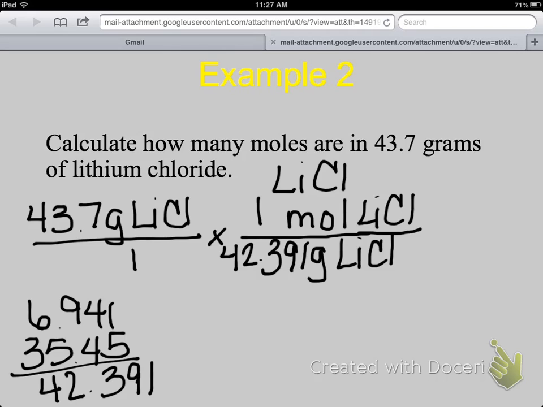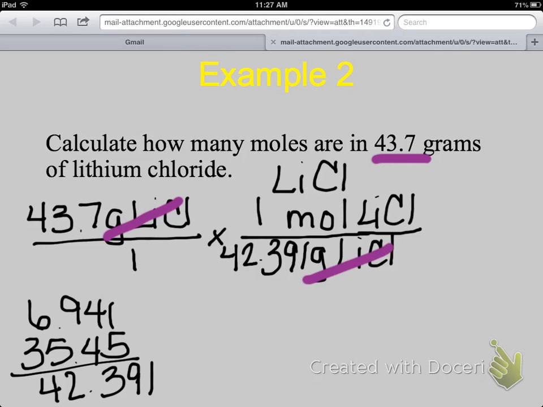So we're set up. Let's cancel out our grams of lithium chloride, so that way we're left with moles of lithium chloride, what I'm trying to find. So this time in my calculator, I'll plug in 43.7 divided by 42.391. So I calculate that, I get 1.03087919.